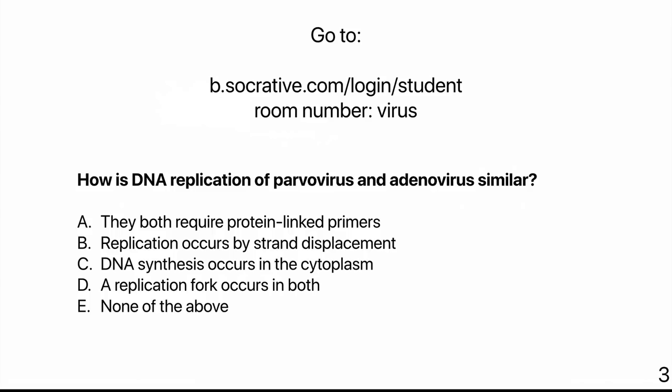All right, so the similarity, the answer here, of course, is replication occurs by strand displacement. Parvoviruses don't need protein-linked primers. All this DNA synthesis occurs in the nucleus, by the way. They're both strand displacement, so there's no replication fork. So B is the correct answer.